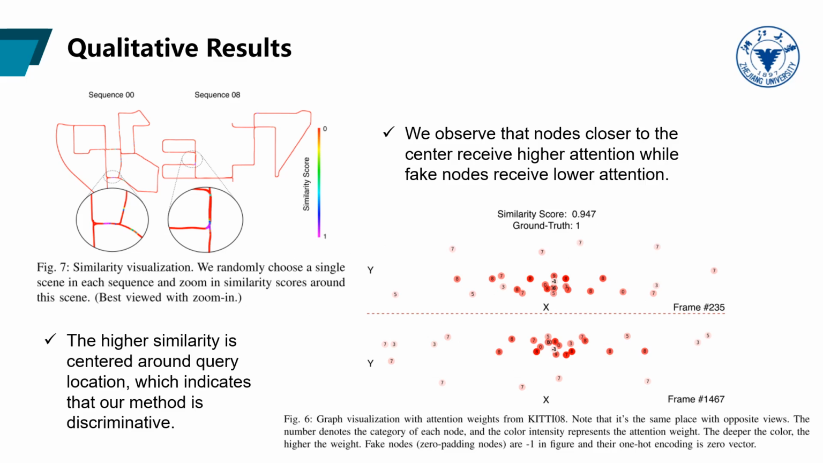Here we show some qualitative results. We randomly choose a specific single scene and measure similarities between it and other scenes in each sequence. Then we color the trajectories according to similarity scores, as shown in left upper. In fact, only the scenes near this chosen scene within a distance threshold should be similar. We find our predictions are distinct and accurate. Visualizations of node attentions in graph embedding is shown in right lower. We observe that nodes closer to the center receive higher attention, while fake nodes receive lower attention.